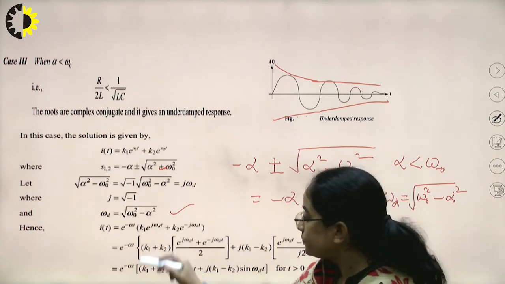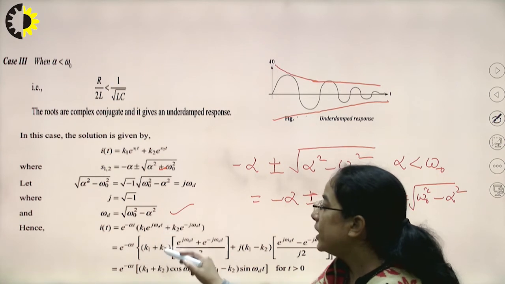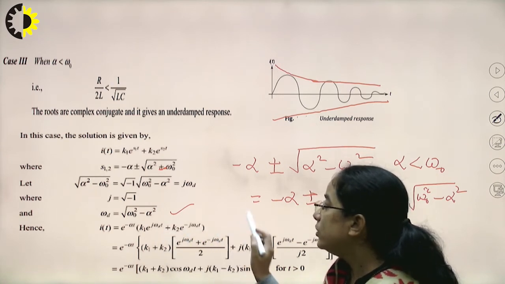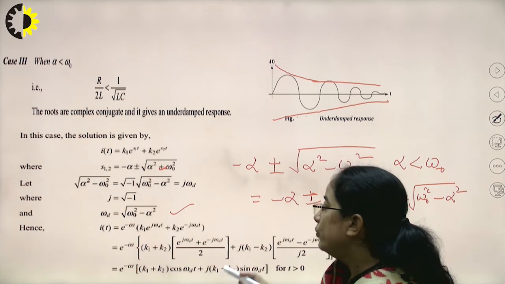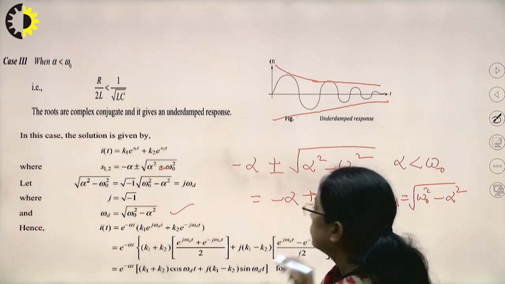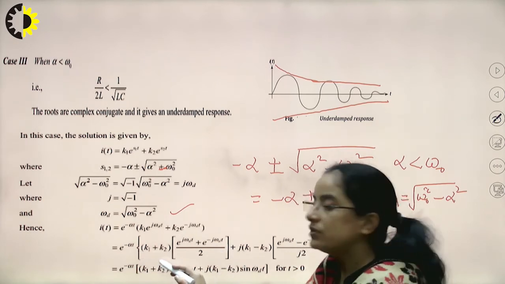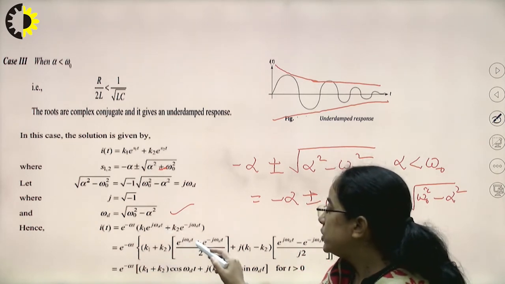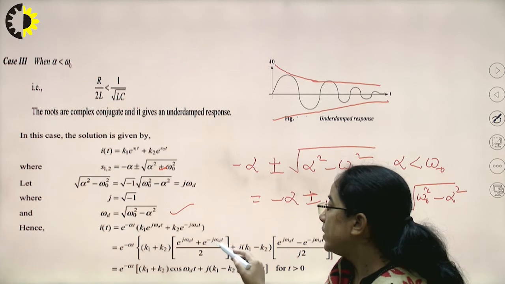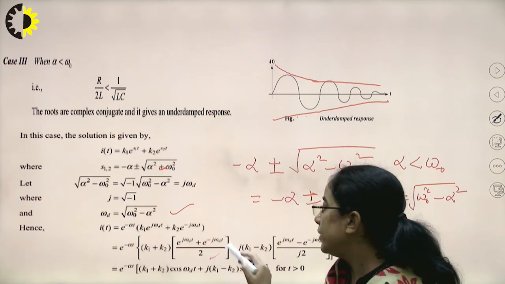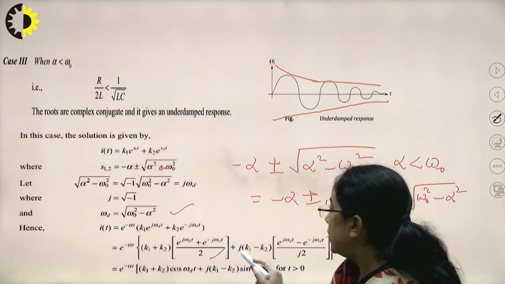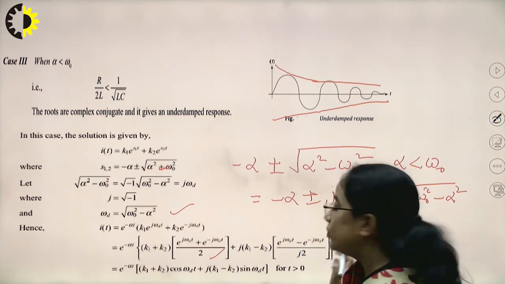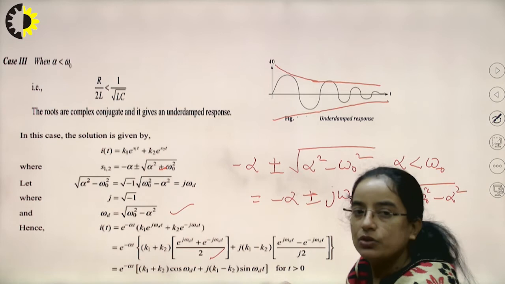So now it will be e to the power minus alpha t times K1 e to the power j omega d t plus K2 e to the power minus j omega d t. We can write this as e to the power minus alpha t times (K1 plus K2) times (e to the power j omega d t plus e to the power minus j omega d t) divided by 2, plus j (K1 minus K2) times (e to the power j omega d t minus e to the power minus j omega d t) divided by 2j.